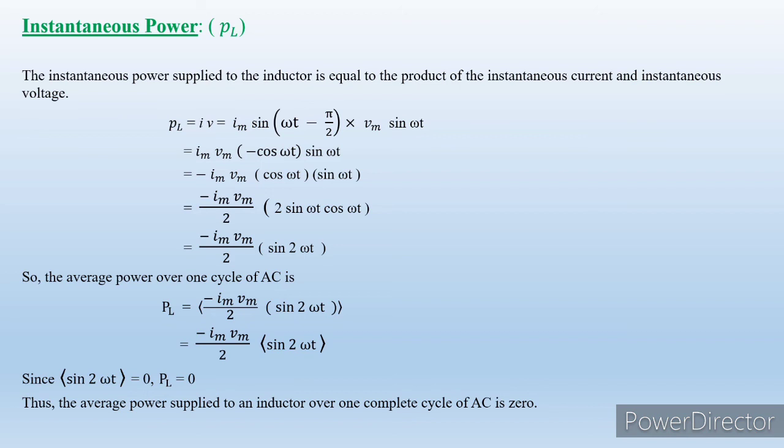So the average power over one cycle of AC is capital PL. That is equal to the average of minus Im Vm by 2 into sin of 2 omega t. That is equal to minus Im Vm by 2, that constant is taken out, into the average of sin 2 omega t. Since the average value of sin 2 omega t is equal to 0, therefore PL is equal to 0. Thus, the average power supplied to an inductor over one complete cycle of AC is 0.